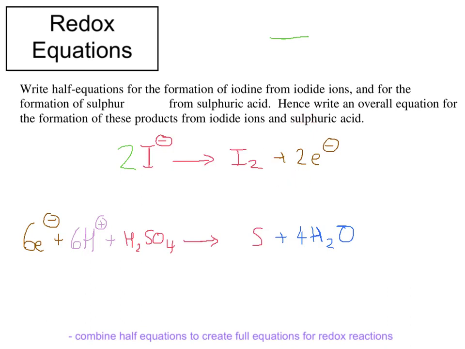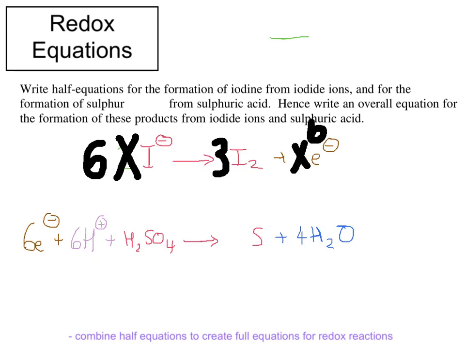So when we combine these, we need those electrons to cancel out. Like simultaneous equations in maths, we need to multiply up this top equation so that the electrons are the same. The number of electrons needs to be 6 in order to cancel out with the bottom. So all we do is multiply this whole equation at the top by 3. If we multiply the iodide ions by 3, we get 6 of those, because 2 times 3 equals 6. If we multiply the iodine by 3, it's just 3I2, and if we multiply the electrons by 3, we get 6 electrons as well. Then we can combine these 2 equations.